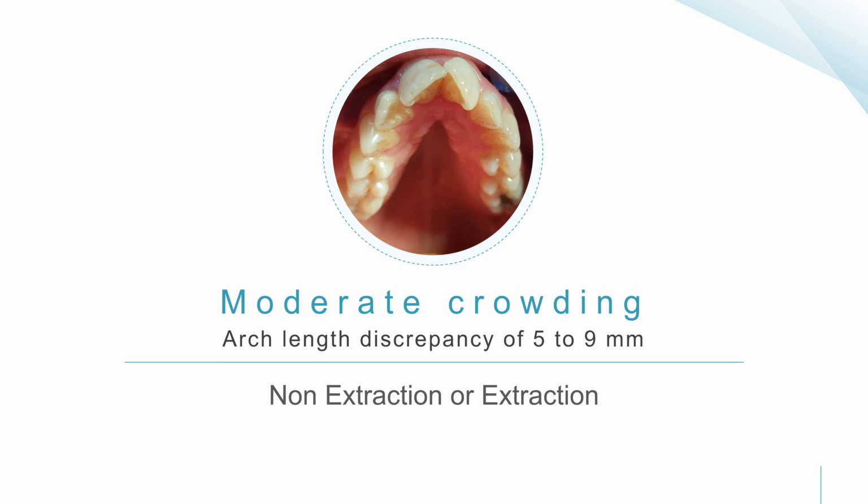Moderate crowding is when the arch length discrepancy is more than 4 millimeters, that means 5 to 9 millimeters. In moderate crowding, we either use non-extraction methods, which are distalization of the molar, derotation of the molar, uprighting of the molar, proclination of the anterior teeth, interproximal stripping, as mentioned before, or use extraction according to the space analysis. When the arch length discrepancy is 5 to 6 millimeters, we prefer the non-extraction method.